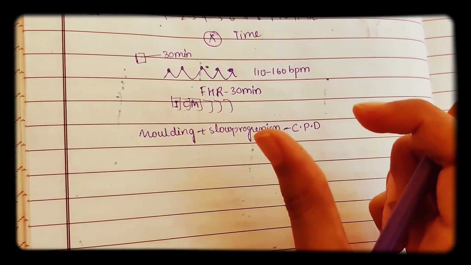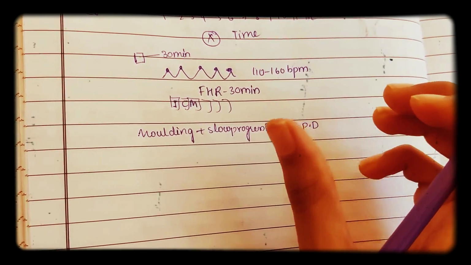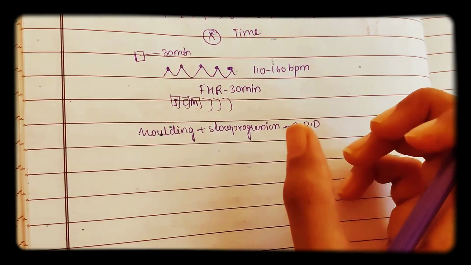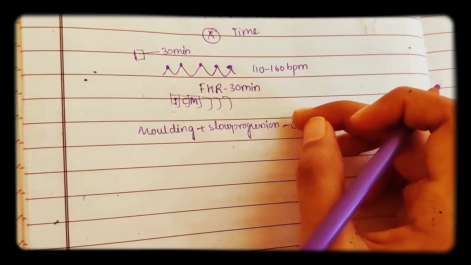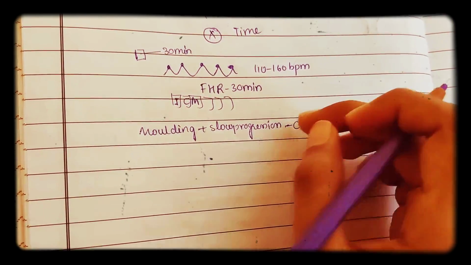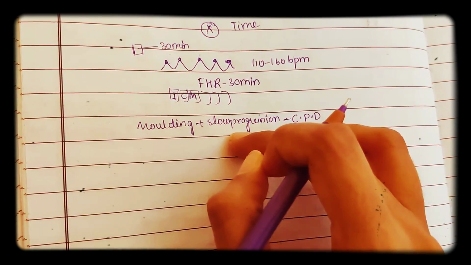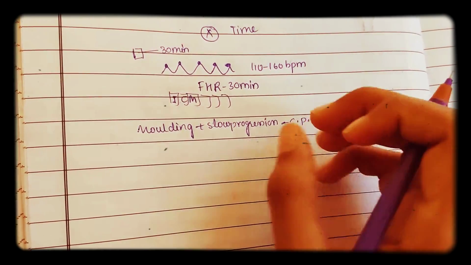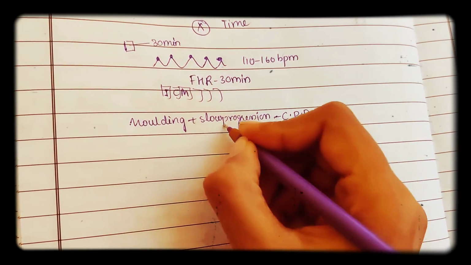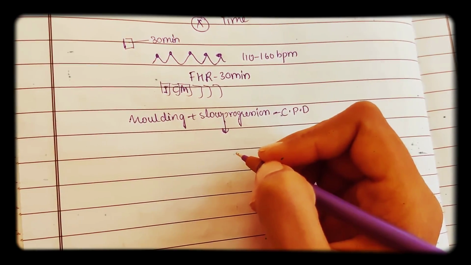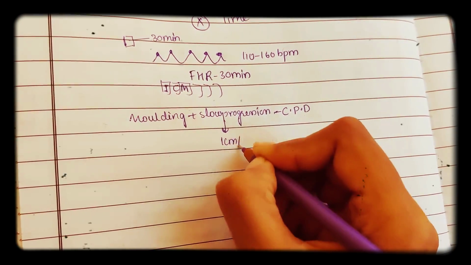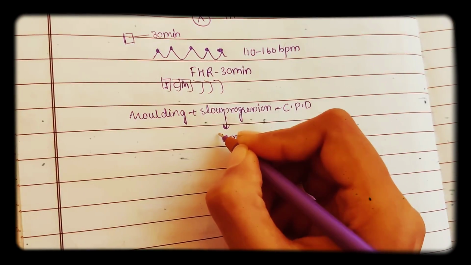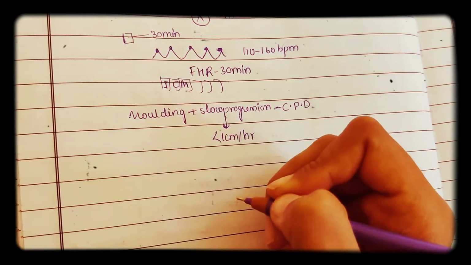About this also we discussed. The head is normal, but for the baby the mother's pelvis is too small. That is called cephalopelvic disproportion. So whenever there is molding and also slow progression, it will lead to CPD. So what is slow progression of labor? It is when cervical dilation is less than 1 centimeter per hour. Normally it should be 1 centimeter per hour, but if it is less than that, it is called slow progression.